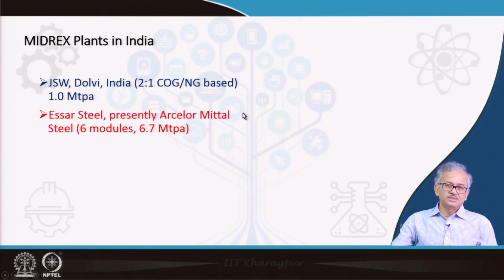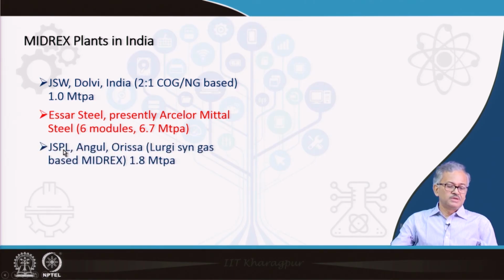Essar Steel, presently it is called ArcelorMittal, because ArcelorMittal has taken over Essar Steel, but the Essar Steel has 6 modules and a total capacity of 6.7 million ton. JSW Angul, Odisha, they have set up 1.8 million ton per annum Midrex plant, but it is very unique, this Midrex plant, because it is not a gas based process, it is completely a coal based process.